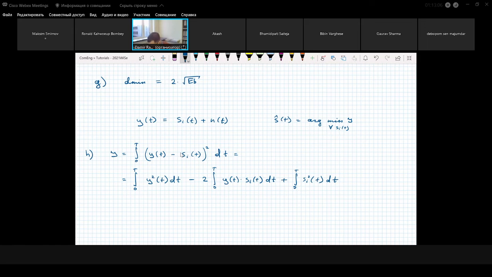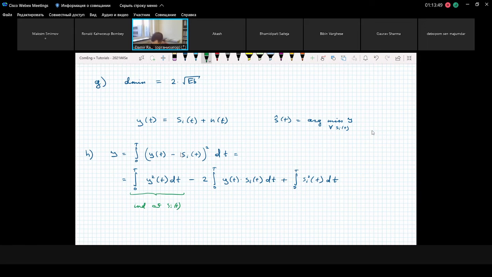Let's look at these parts. For all 4 branches, the first component will be the same, because it's just the energy of the received signal, and it's independent of S i of t. As far as it doesn't depend on S i of t, and it's the same for all 4 branches, we can just ignore it, because it doesn't influence the decision. For all 4 branches we have the same additional quantity.